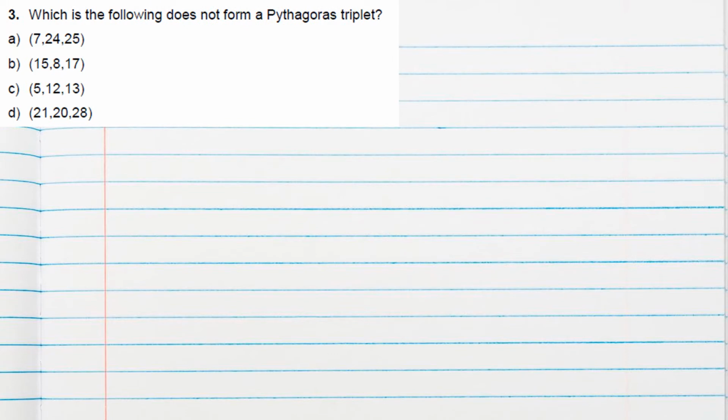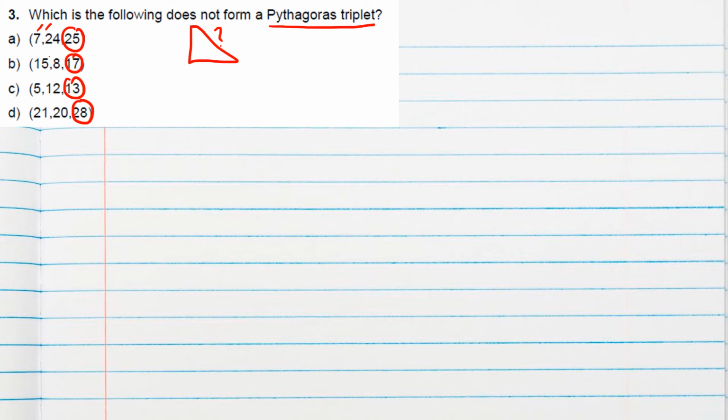Next question is, which of the following does not form a Pythagoras triplet? Again, this word Pythagoras triplet has come. So what will be the Pythagorean triplet? If we add the squares of two sides, we should get the square of the other one. And we know in a right angle triangle the highest length is of the hypotenuse. So this could be the hypotenuse here.